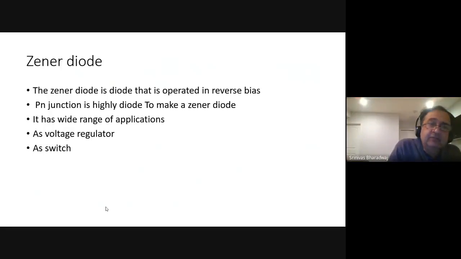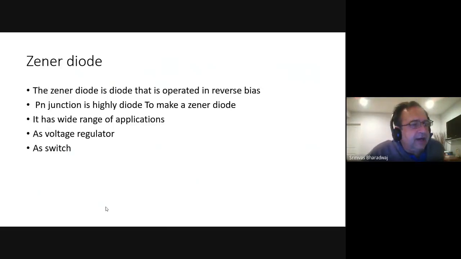This is a very important idea as a switch. We will discuss this more when we discuss the transistor. Now, a transistor is basically a two-port device. There is a plus and a minus on a Zener diode. A transistor, on the other hand, is a three-port device.